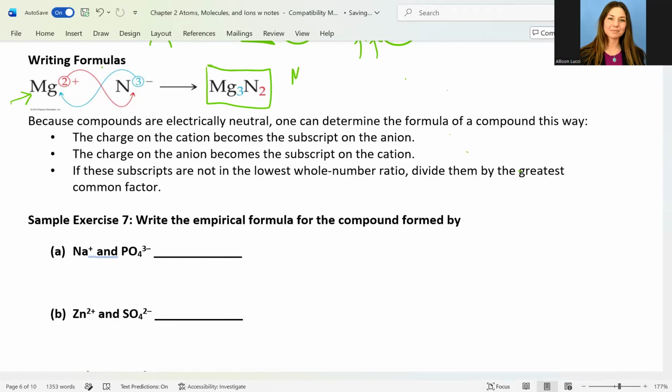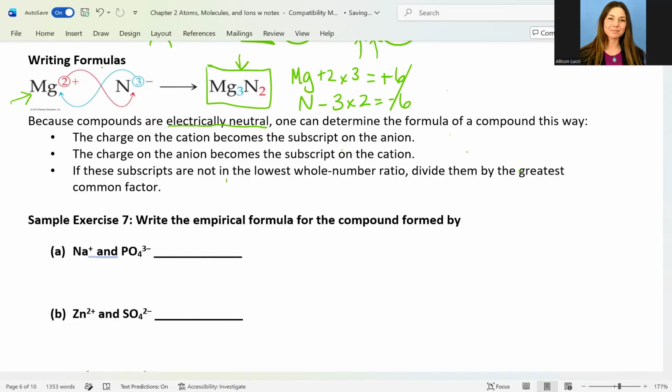So again, magnesium is +2, and if we have 3 of those, that would give us a +6 charge. And then for nitrogen being -3, if we have 2 of those, that will give us that -6. These components cancel out, and we get this neutral compound shown here. So again, ionic compounds will be electrically neutral. They will combine in a ratio that accomplishes that.